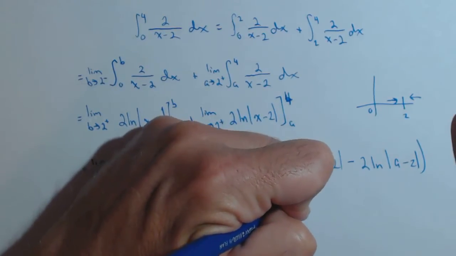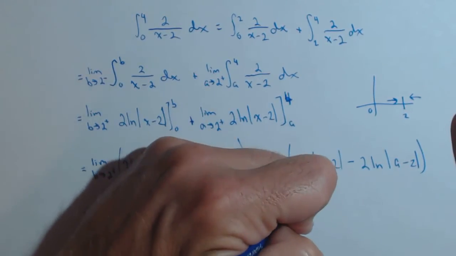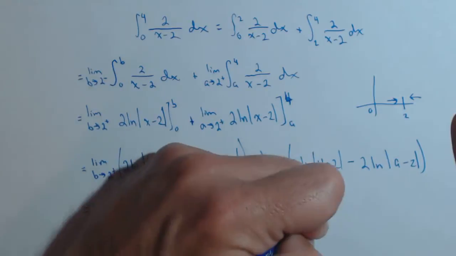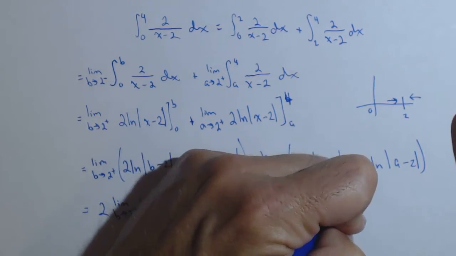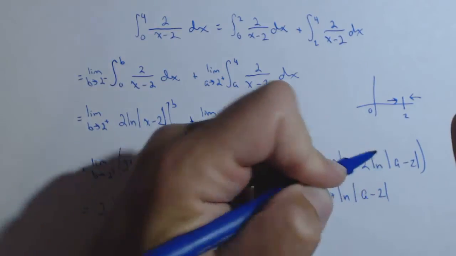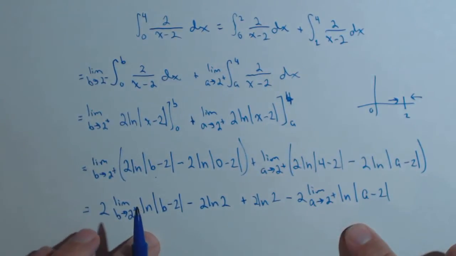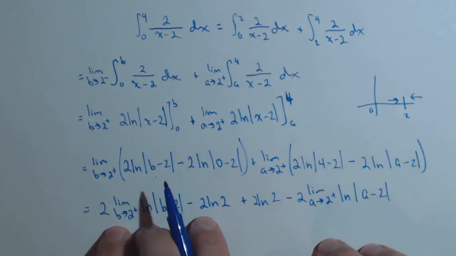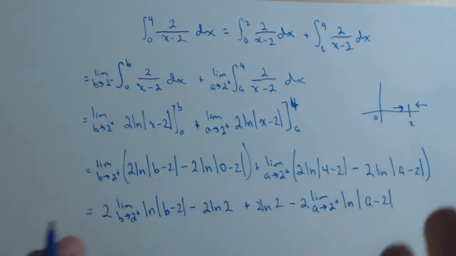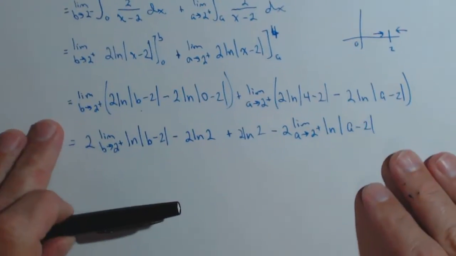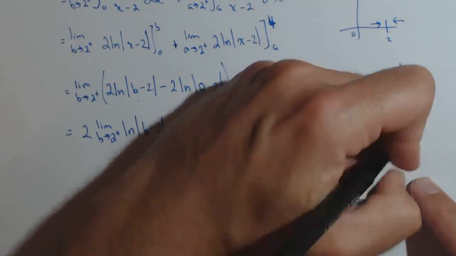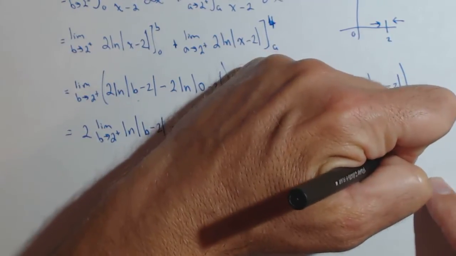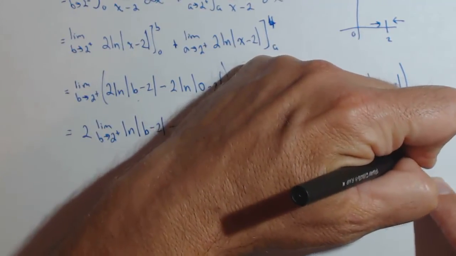Minus 2 times, now this part we will need to know the limit on. A goes to 2 from the right of natural log of a minus 2. So we have 2 limits we need to calculate. One for the first integral, one for the second. And probably to make this a little bit easier to see is if we knew what the graph of y equals natural log of absolute value of x minus 2 looks like.